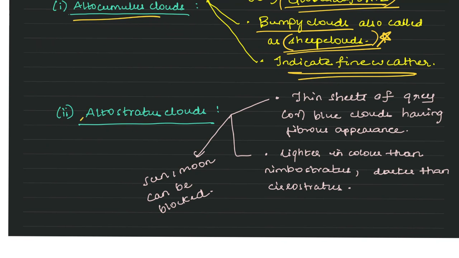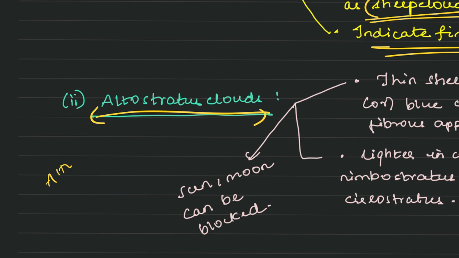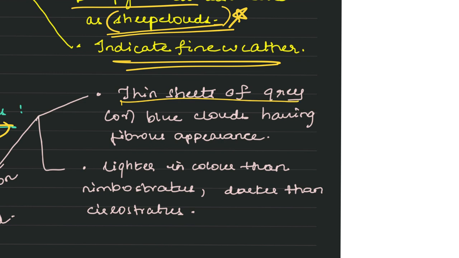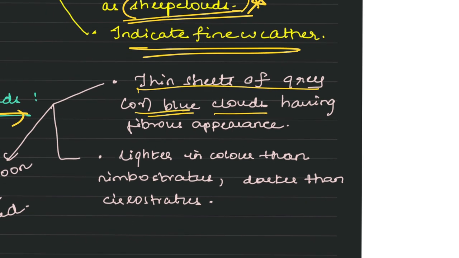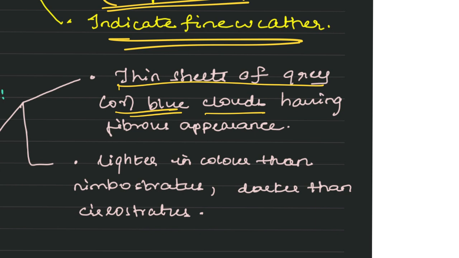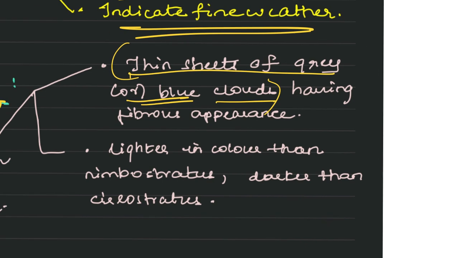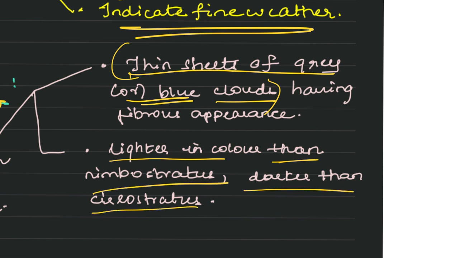Next comes the altostratus. Again we'll do the word breakdown. Alto plus stratus. So what are the characteristics of stratus clouds? They are basically sheet type. So these are thin sheets of gray or blue clouds, okay? I'll show it in the picture for you, but for now, these are thin sheets, visualize it. These are thin sheets of gray or blue clouds, right? And these are lighter in color than nimbostratus and darker than cirrostratus.